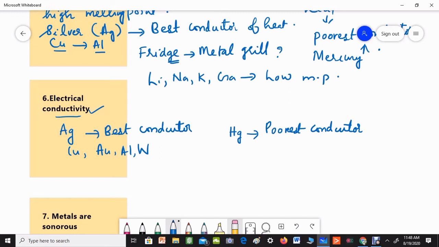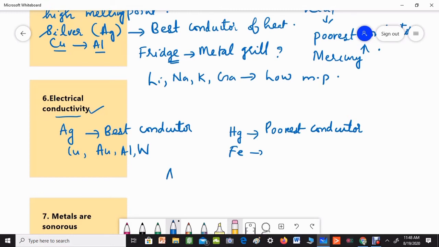Because it offers the maximum resistance to the flow of current. Iron also offers comparatively greater resistance to the flow of current. Thus, it has lower electrical conductivity. So, the order of electrical conductivities of some of the metals is given here.